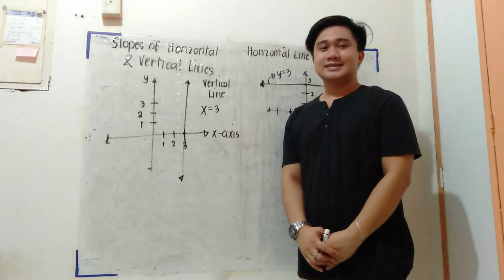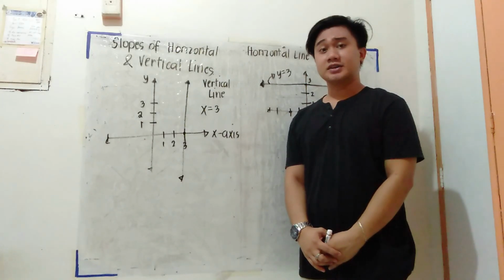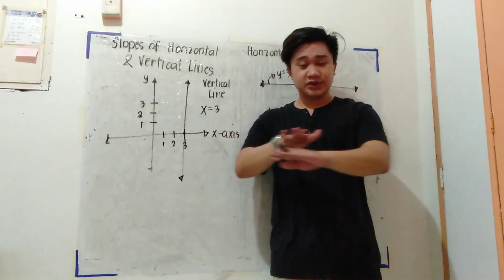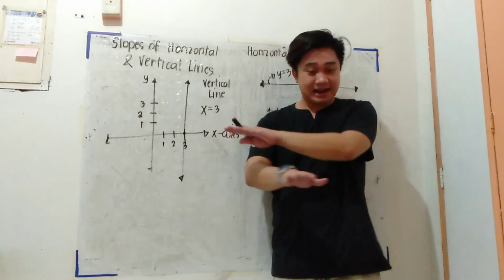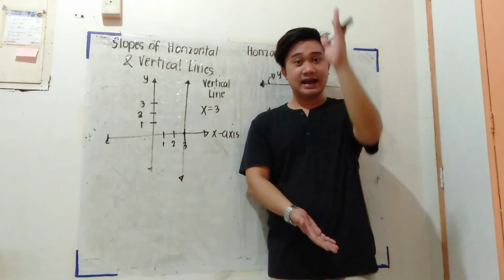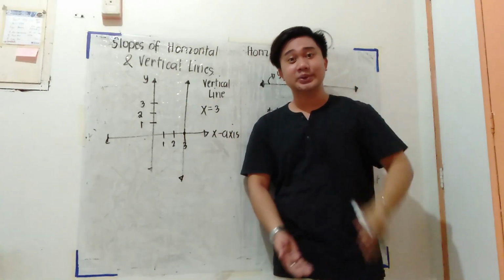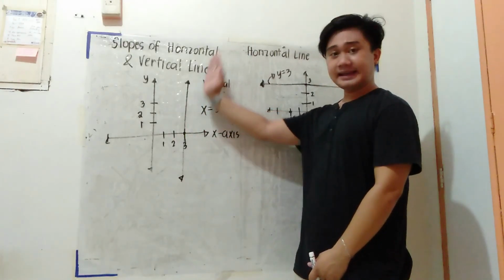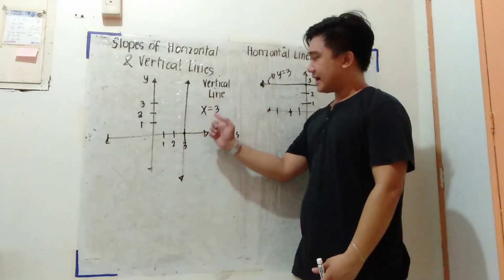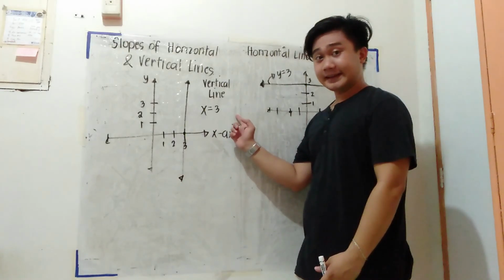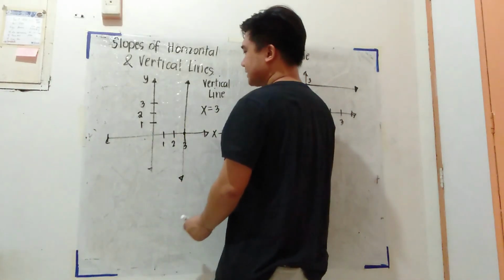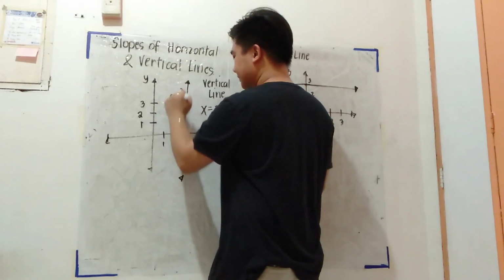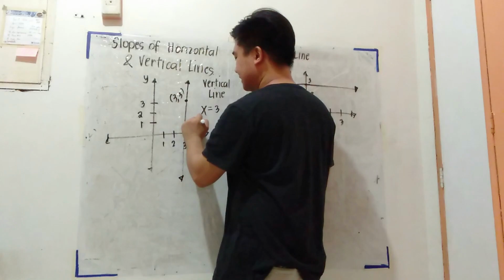Hi guys! So, i-discuss natin yung slope ng horizontal tsaka vertical line. So, paano nga? Horizontal, higa, kaya nakaganyan yung linya. Vertical, bangon, kaya nakatayo yung linya. Okay? So, meron ako ditong isang vertical line na ang equation natin ay x equals 3. Okay? So, sabihin natin, kumuha ako dito ng point. This is (3, 3). And this one naman is (3, 0).